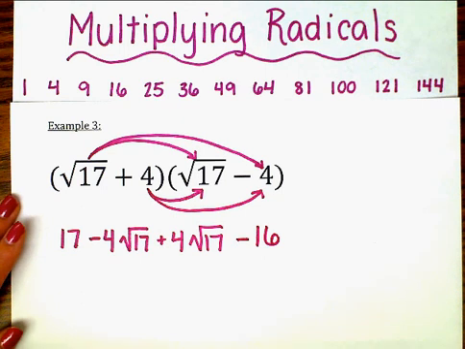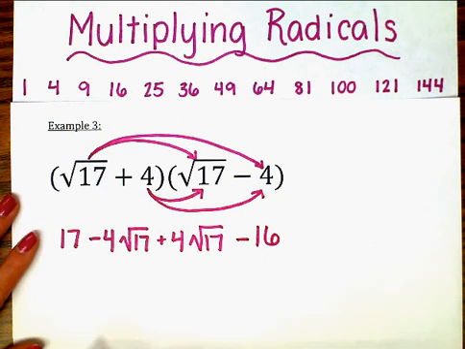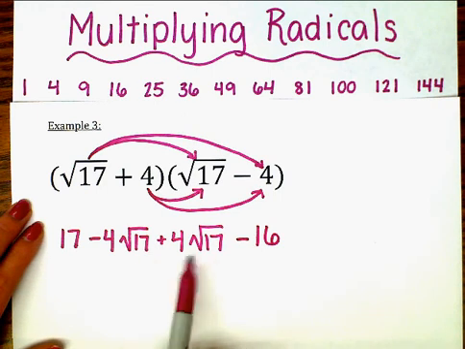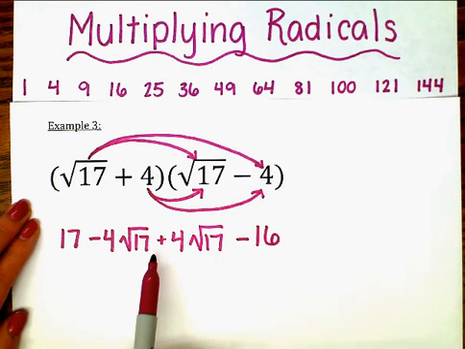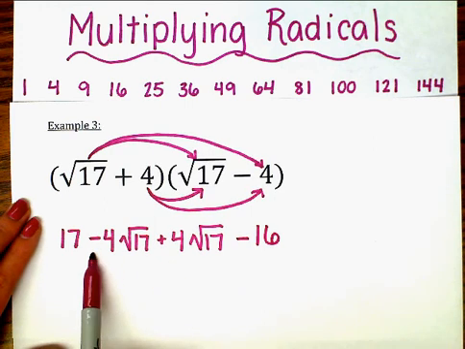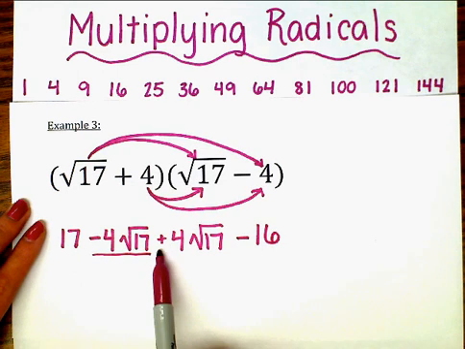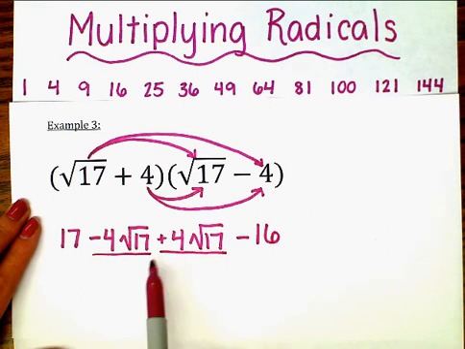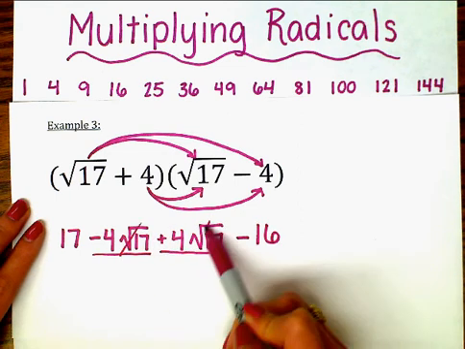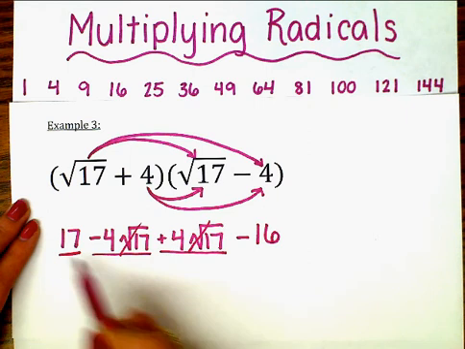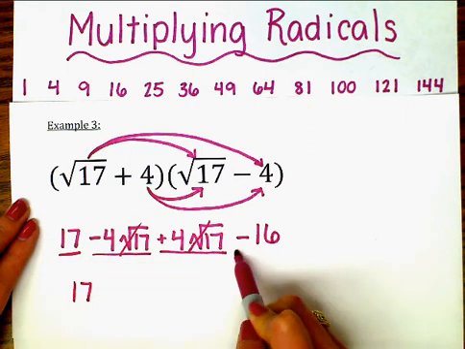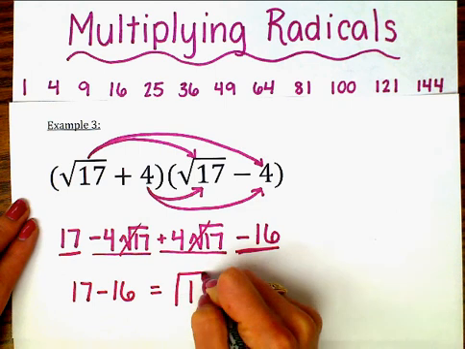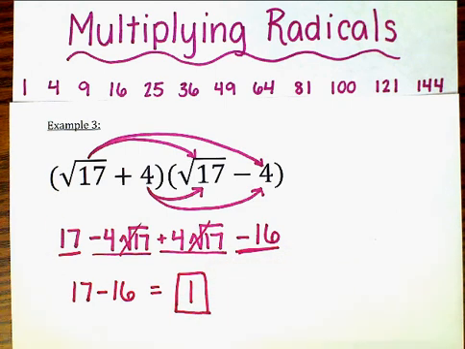Now if we remember adding and subtracting radicals, we can combine like terms when the number inside of the radical is the same. If you look at these two, we've got 2 radicals in our answer, and they're both radical 17. They're both the same. So if we have this term, negative 4 radical 17, and positive 4 radical 17, we can add them together. Negative 4 radical 17 plus 4 radical 17 just cancels and equals 0. So now we're just left with 17 minus 16, and our answer is 1.